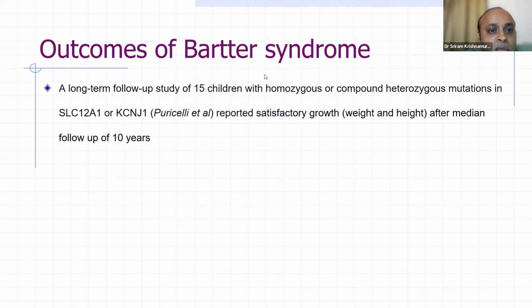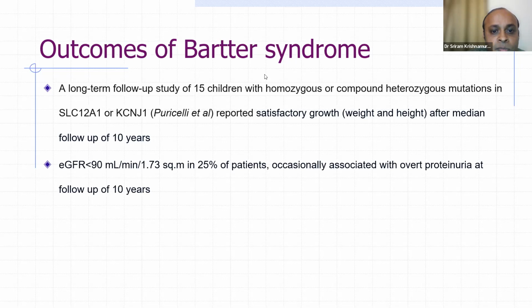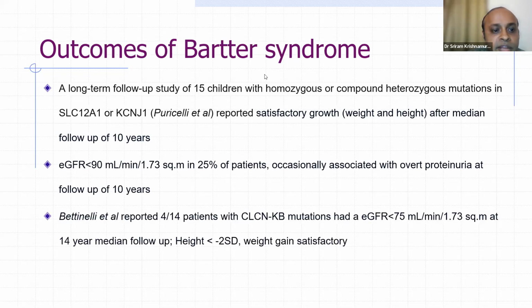So what are the outcomes of Barter syndrome? There is one Italian registry by Puricelli et al. in which a long-term follow-up of 15 children with either a compound heterozygous or a homozygous mutation in type 1 or type 2 Barter coding genes. This reported satisfactory growth after a median follow-up of about 10 years. The EGFR was less than 90 in only 1/4 of the patients. And this was occasionally associated with overt proteinuria after follow-up of 10 years.